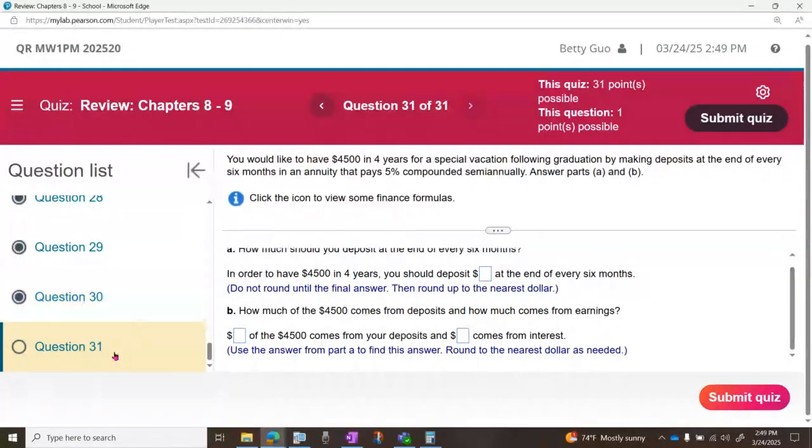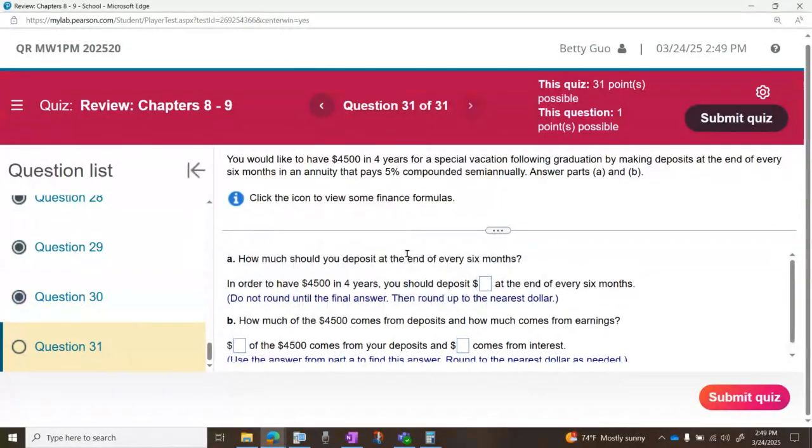The last question. Okay, we have enough time to get it done. Perfect. You would like to have $4,500 in 4 years for a special vacation following graduation by making deposits at the end of every 6 months in an annuity. So this is an annuity problem that pays 5% compounded semi-annually. Answer part A and B. How much should you deposit at the end of every 6 months?